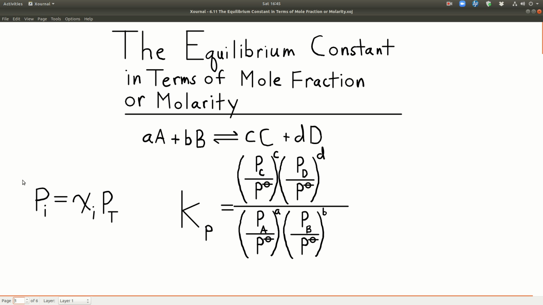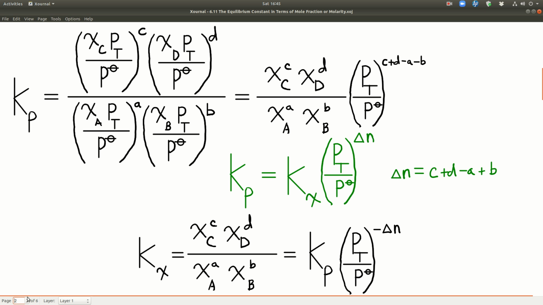We also know that the partial pressure of any component is equal to the mole fraction of that component times the total pressure. Using that, we can do this. What we've done here is we've just replaced the partial pressure of, say, gas C with the mole fraction of C times the total pressure. Likewise for D, A, and B. Do a little bit of rearranging, pull everything with total pressure over the standard pressure out, and we get the ratio of the mole fraction of C to the c, mole fraction of D to the d over mole fraction of A to the a, mole fraction of B to the b, times that ratio.